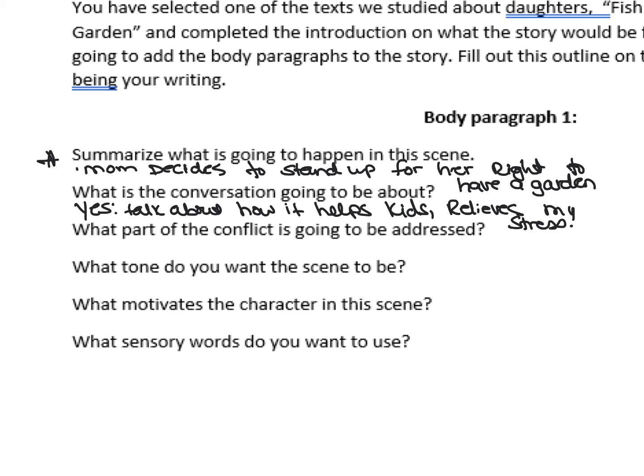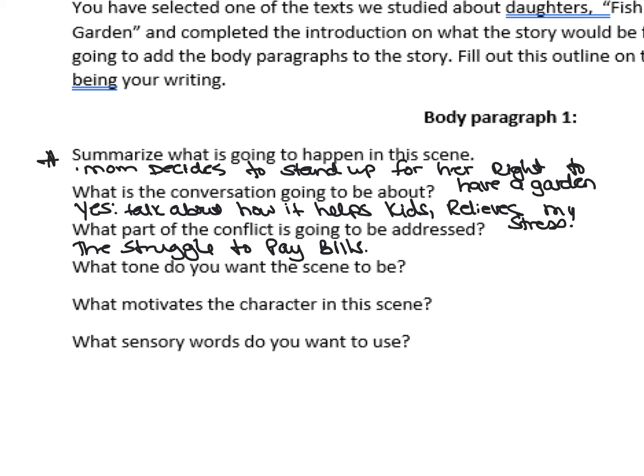What part of the conflict is going to be addressed? So if your story is about her struggle as a mother, so the conflict is the struggle to pay bills. And you know the entire paragraph is going to be talking about how hard it is to pay her bills. Okay? She's using the garden to help relieve her stress, and this guy is causing problems, and she's got to pay her bills, but that's the focus, paying her bills.